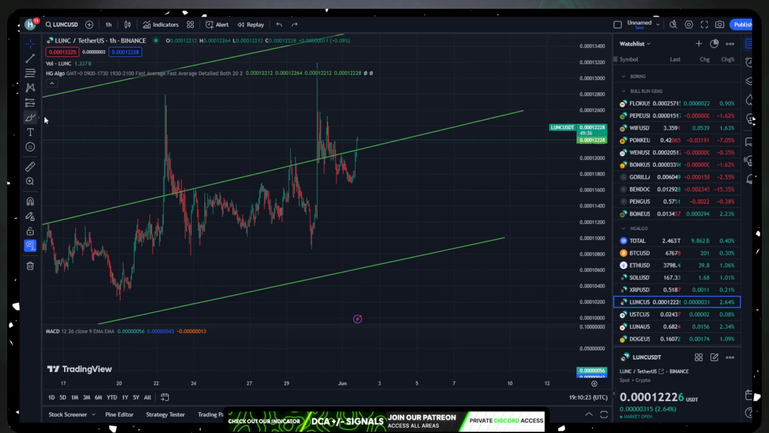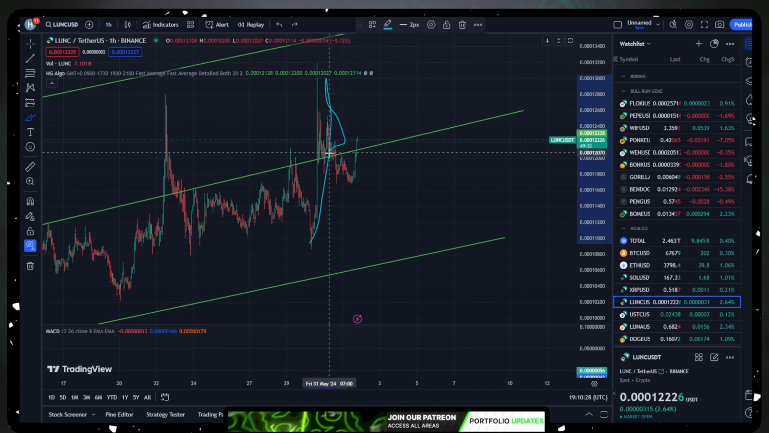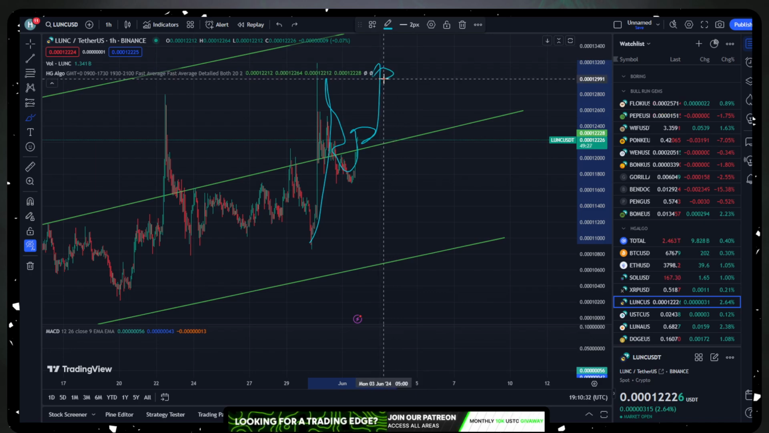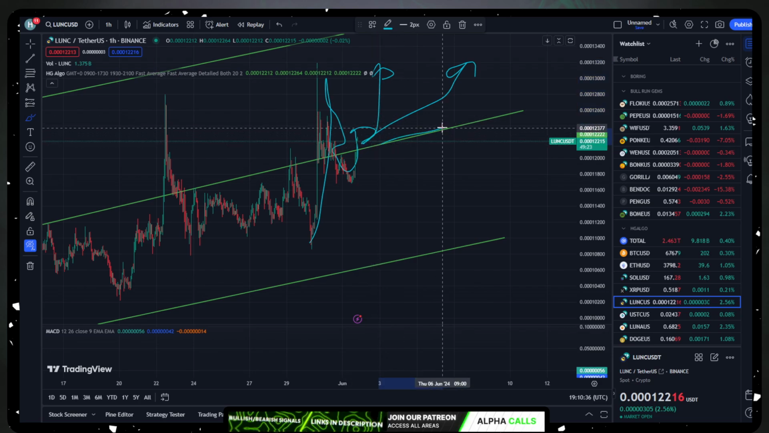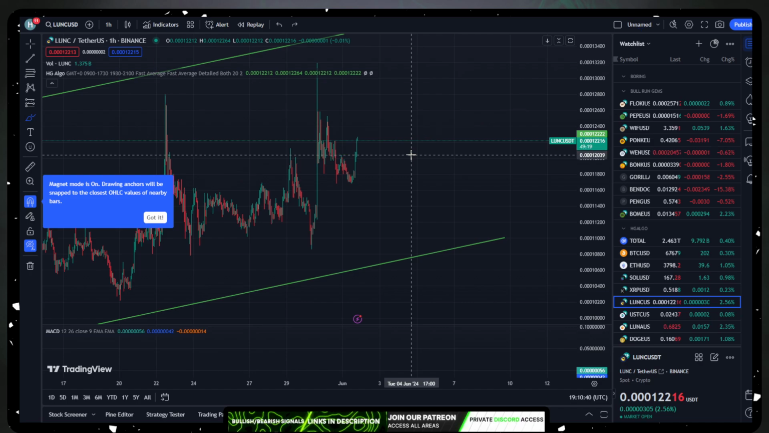What we're seeing here is possibly, like I was mentioning, a pole and flag structure where we go up, we make a flag, we go up, we make a flag, we go up, we make a flag. Sometimes these can be far apart, and they can be quite close together. It really depends on what's going on and how much interest there really is in the Luna Classic scene.